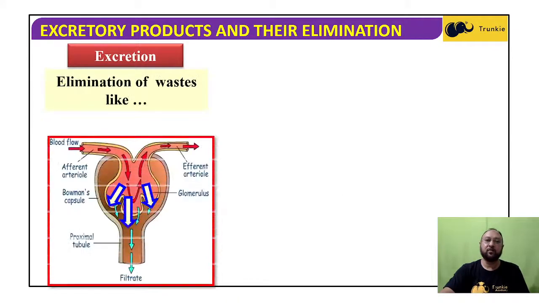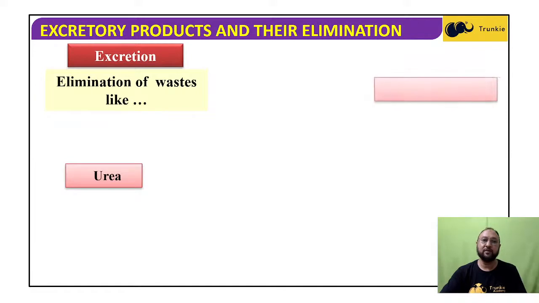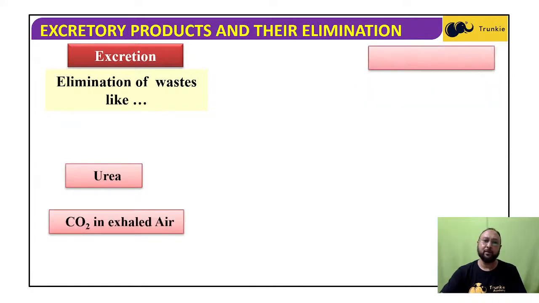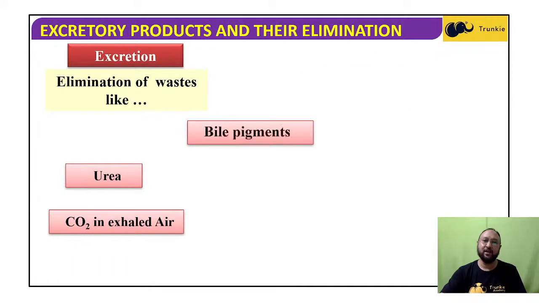Now, elimination of waste: like you can see, there is a nephron that we will study in detail in the next class tomorrow, what is nephron and each part of the nephron. That nephron plays an important role. This nephron is the structural and functional unit of the excretory system. So blood is bringing the waste, that is striking on the wall of the glomerulus, where it is filtered into the Bowman's capsule. The filtrate is going down and urine is formed. So urea, carbon dioxide in exhaled air, biopigments.